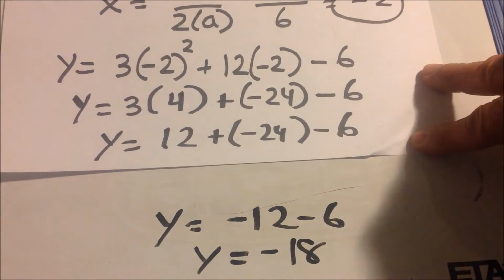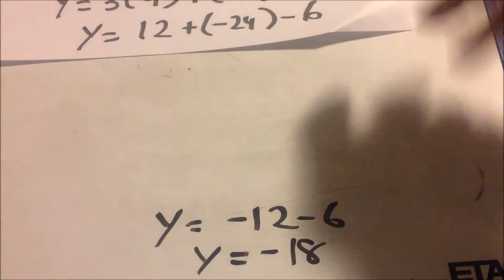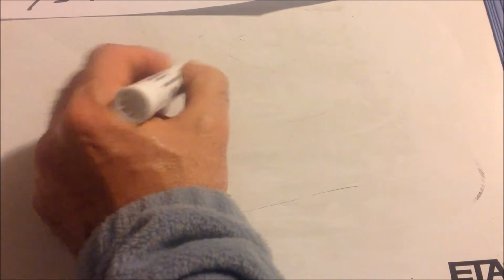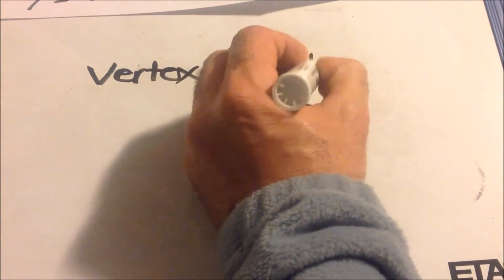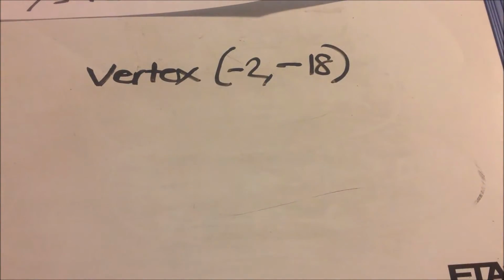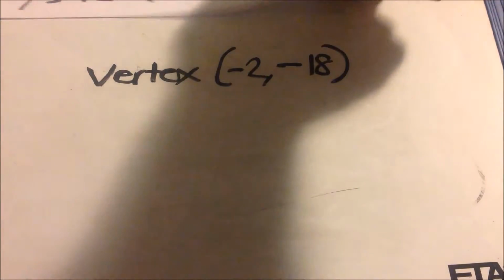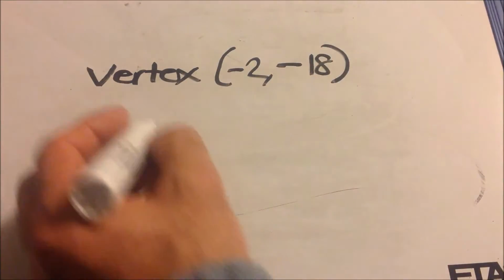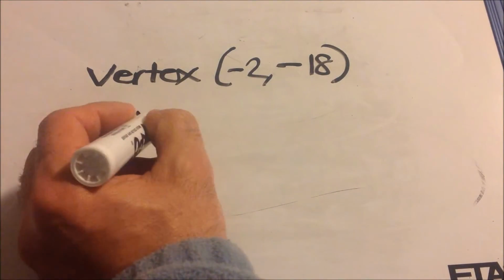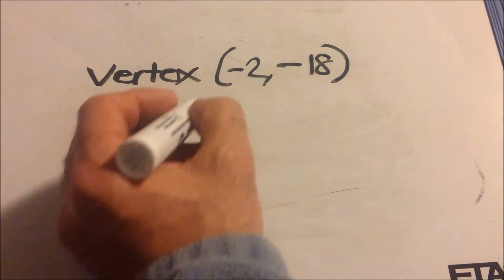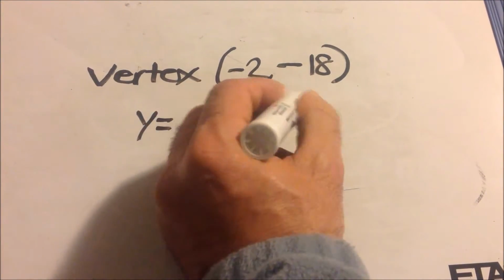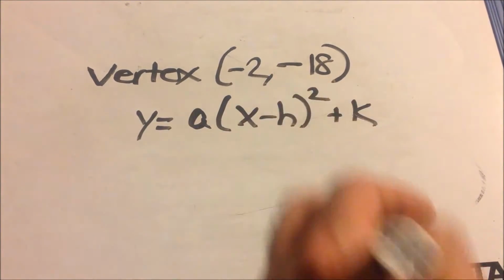Okay, so now we need to plug that in. So we have our vertex here. I'll say our vertex now. We have as negative 2, negative 18. And remember, let's do vertex form now. This was in standard form. Vertex form. So we're going to say now y in vertex form. We're going to have the number a. Remember, it's going to be a times x minus h squared plus k.